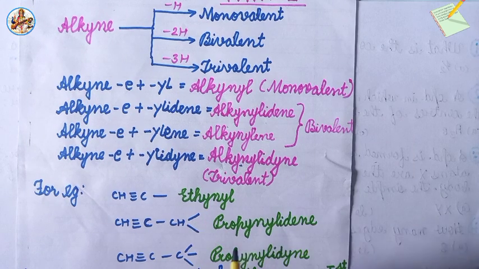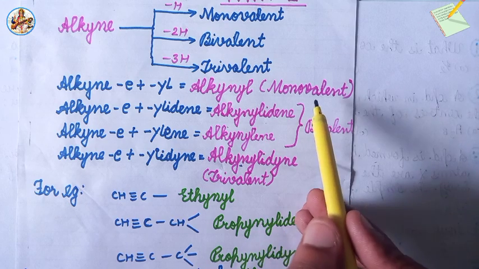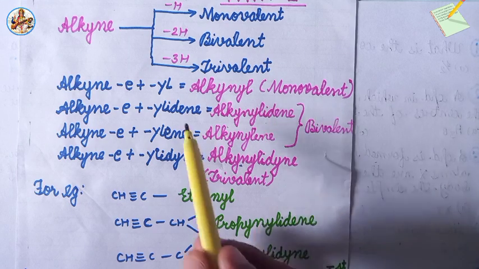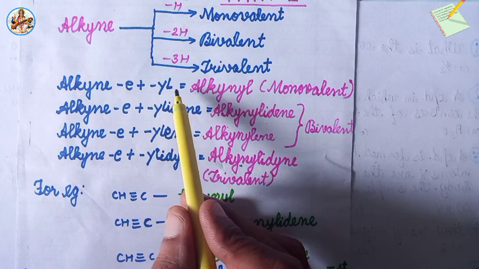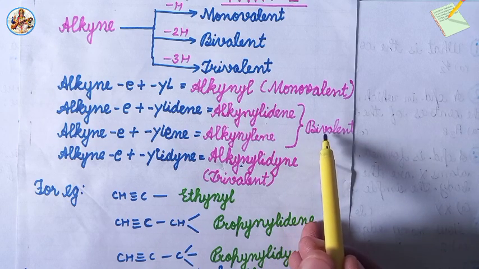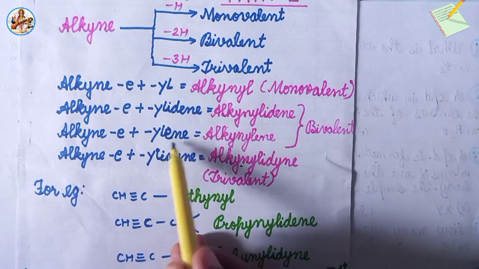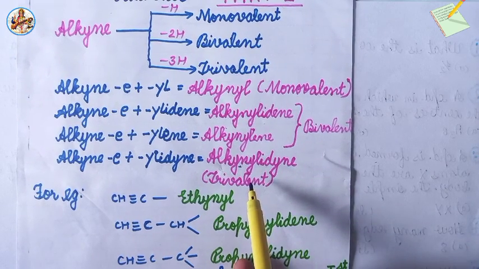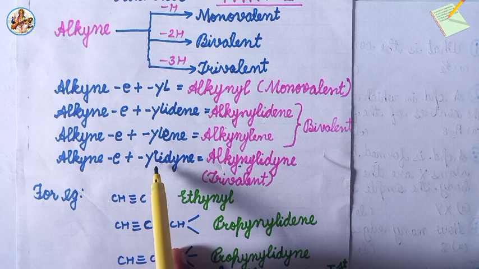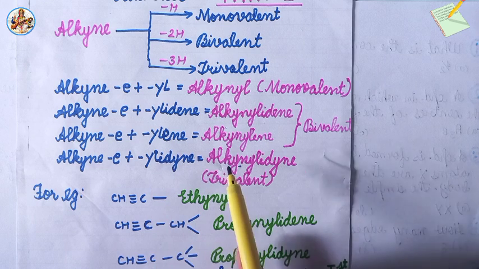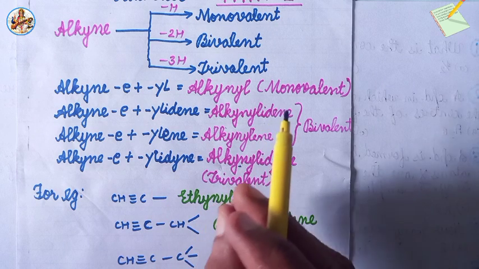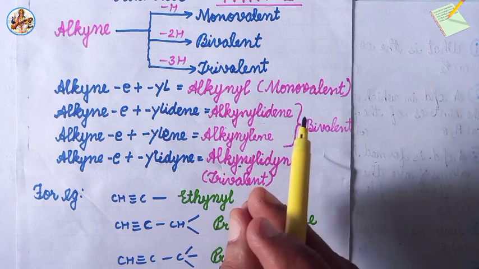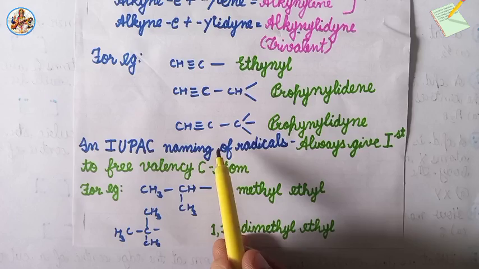Simply, we can say that for monovalent radicals, the yl suffix is used. For bivalent radicals, the ylidene or ylene suffix is used, and for trivalent radicals, the ylidyne suffix is used, in case of alkane, alkene or alkyne respectively.